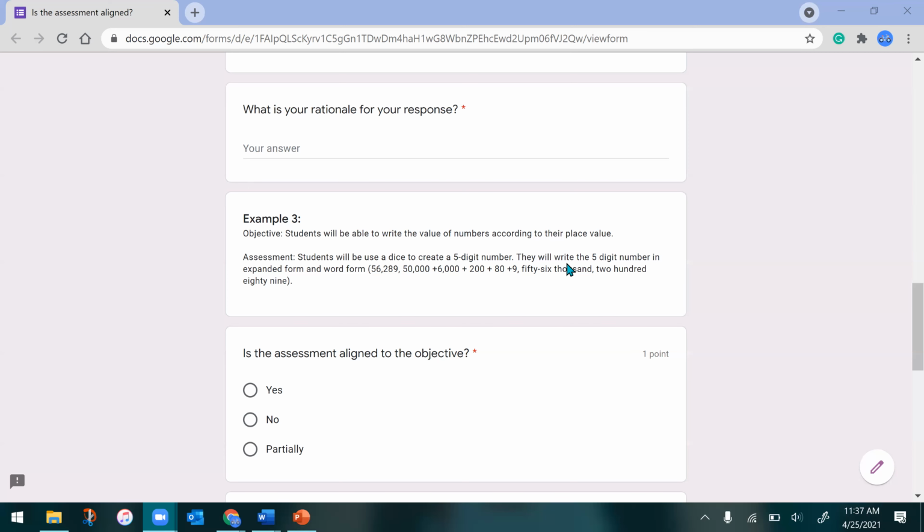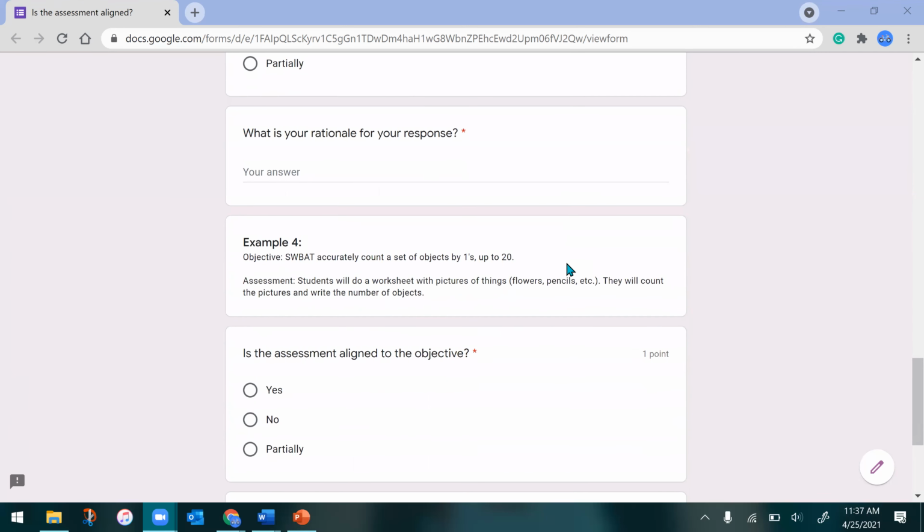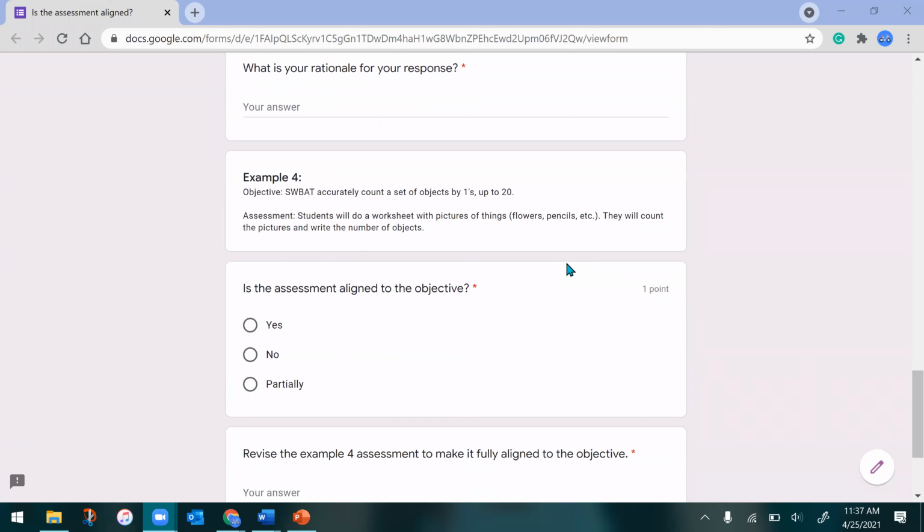All right, in example 4, our last example has students will be able to count a set of objects by ones up to 20. The assessment is students will do a worksheet with pictures of things such as flowers, pencils, etc. They will count the pictures and write the number of objects. Is this aligned to the objective? Now, initially, your gut might tell you yes, it is. But there are two problems that exist between this objective and this assessment.